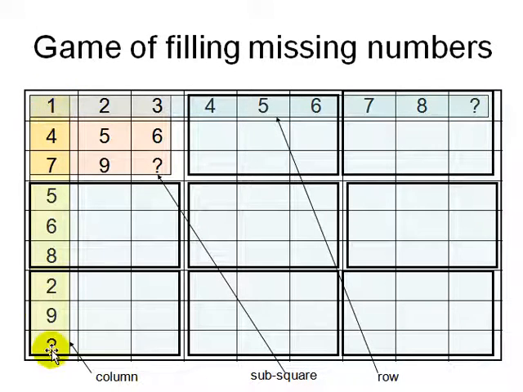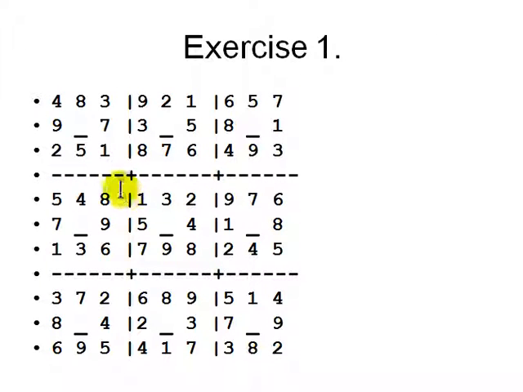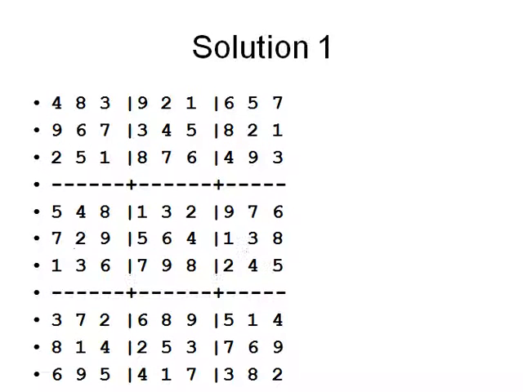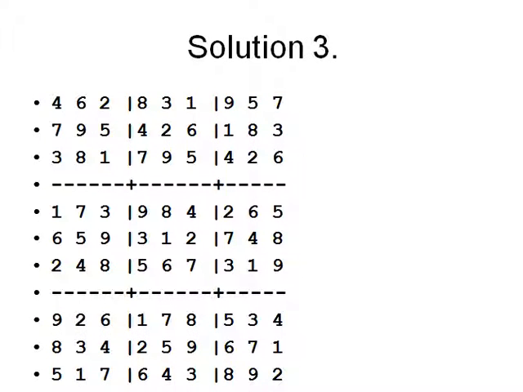Similarly, in this column, only one number from 1 to 9 is missing. And if you're not able to see it, obviously, in the beginning, you'll have to just say 1 is there, 2 is there, 3 is not there, so it has to be 3. So try filling in exercises with one missing number. You can do it offline later on, and the solution is there. Second exercise, we'll skip the exercise.